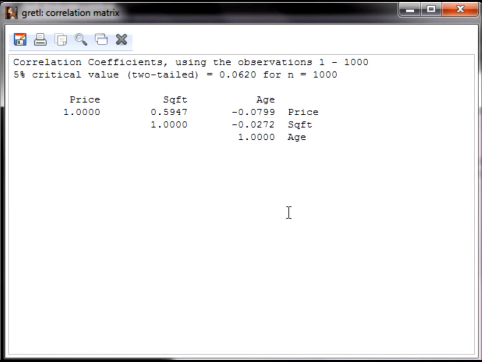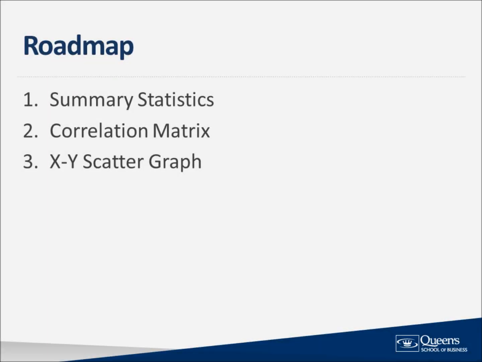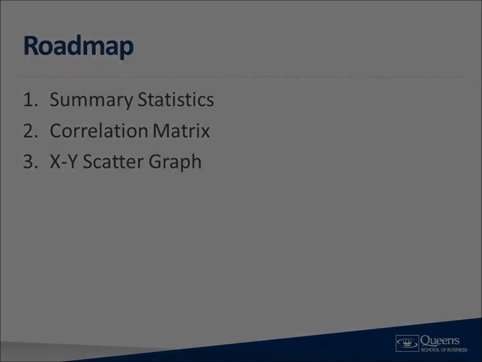When interpreting the correlation coefficients, be sure to remember that correlation does not imply causation. Now, let's learn how to create graphs in gretl. We will create an XY scatter graph of square footage against price. Square footage will be the X variable, and price will be the Y variable. This graph is useful for visualizing patterns.